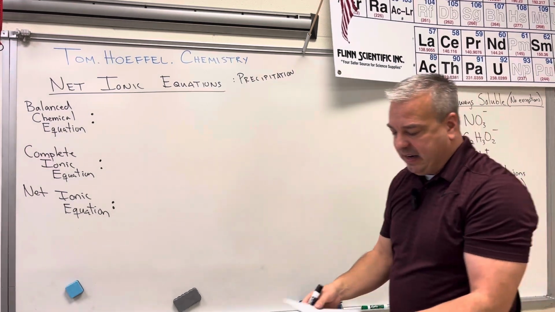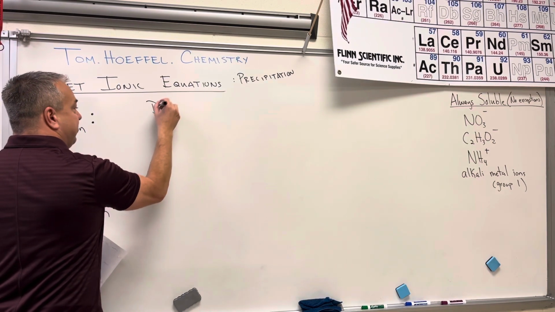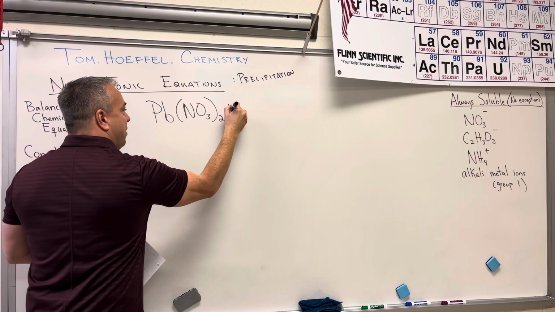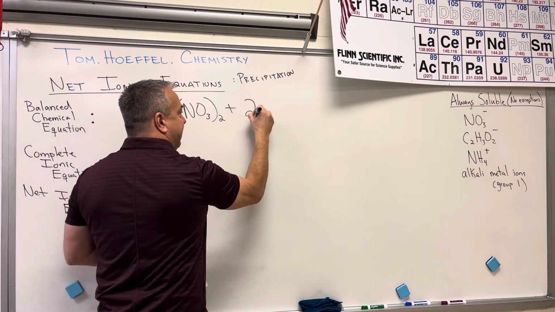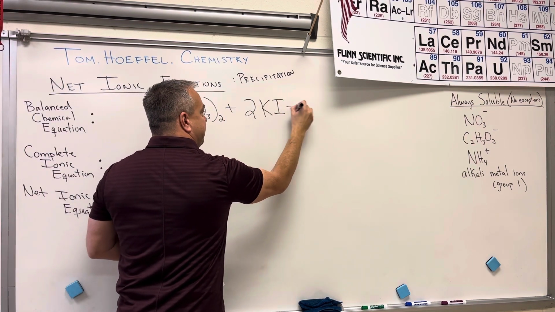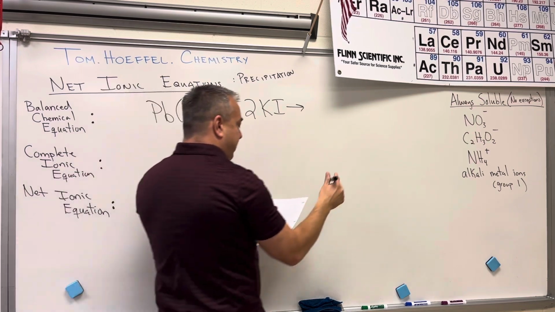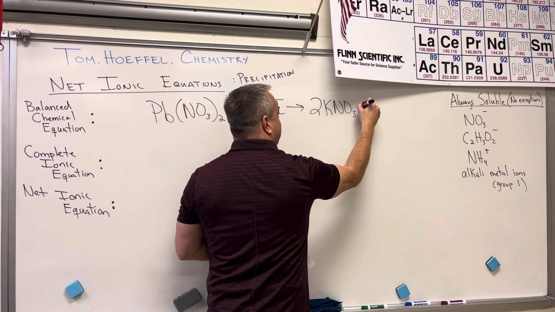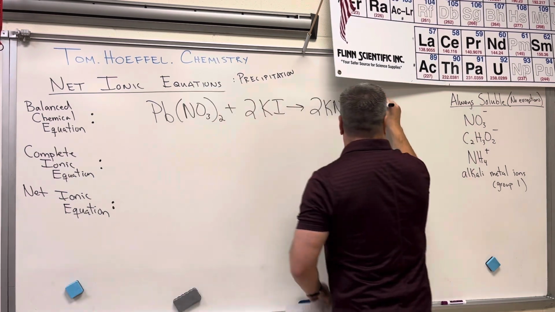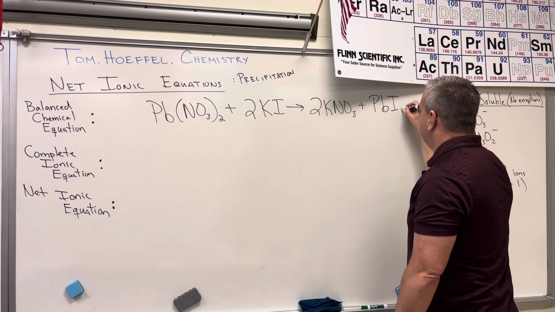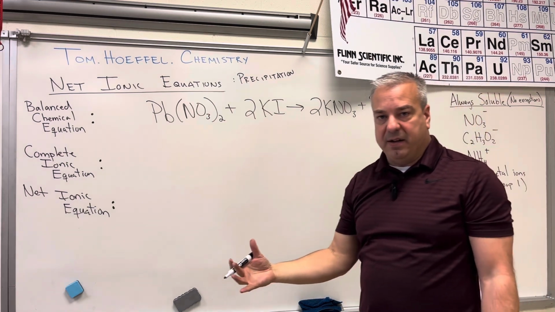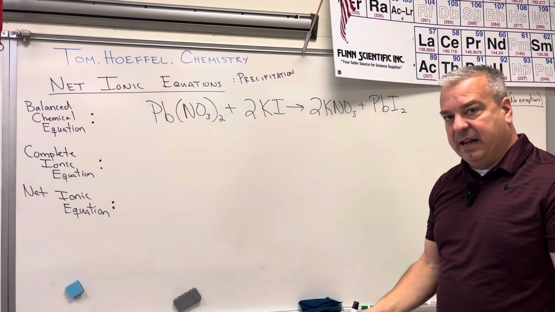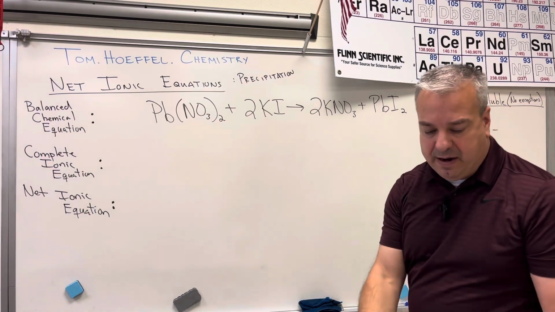Okay, so in the second example, we're going to have lead 2 nitrate react with some potassium iodide, and it's going to form potassium nitrate and some lead iodide. So right here, I'd like you to pause the video. Decide, do these chemicals split up or stick together? And when you come back, I'll be working on the problem.